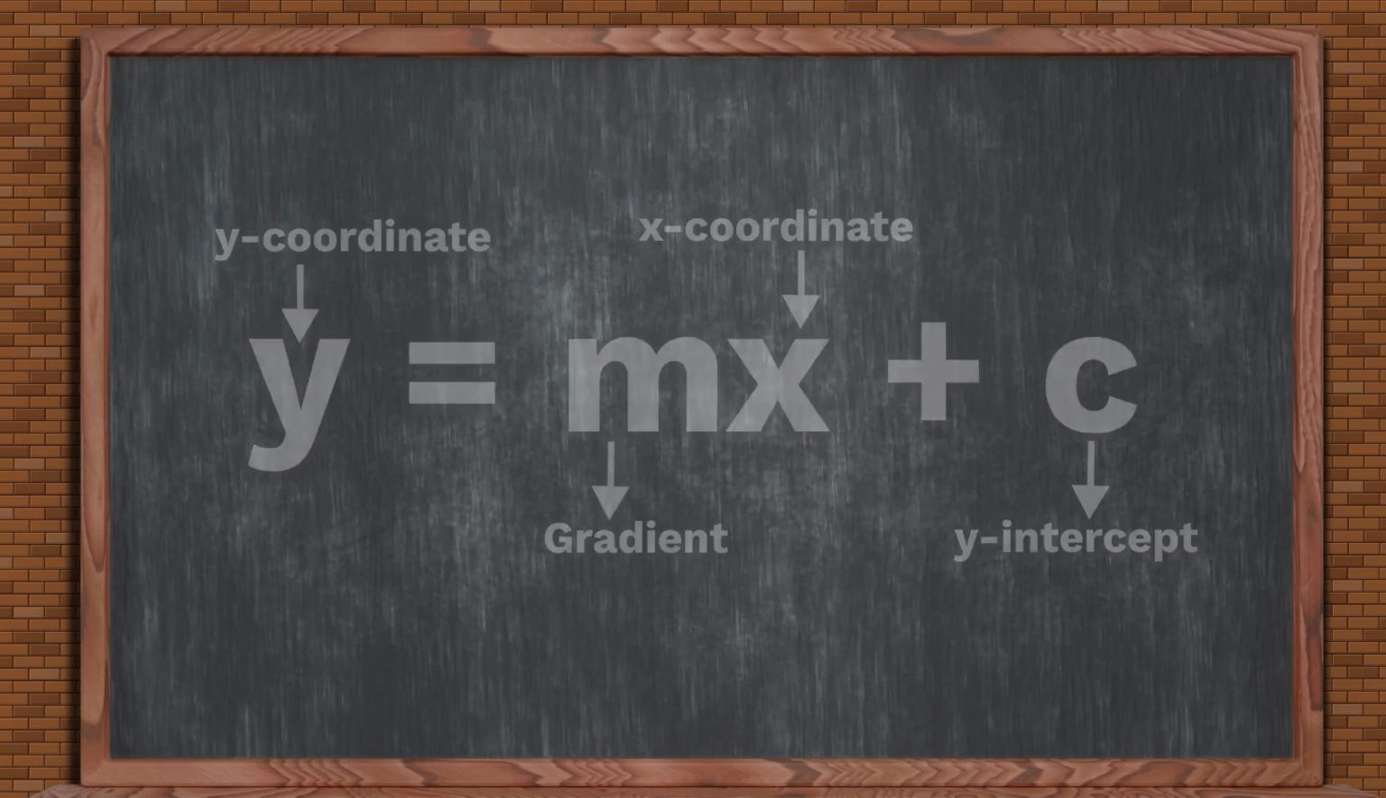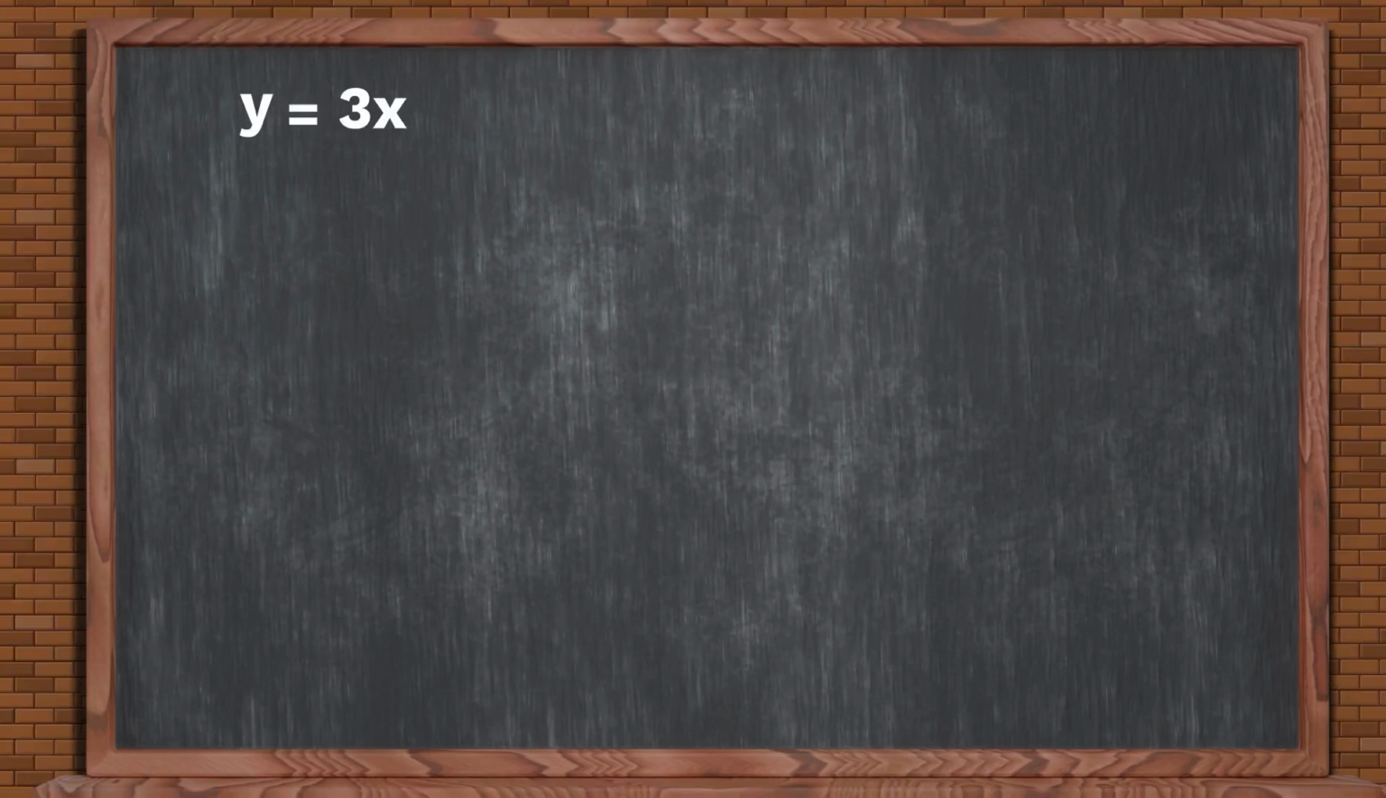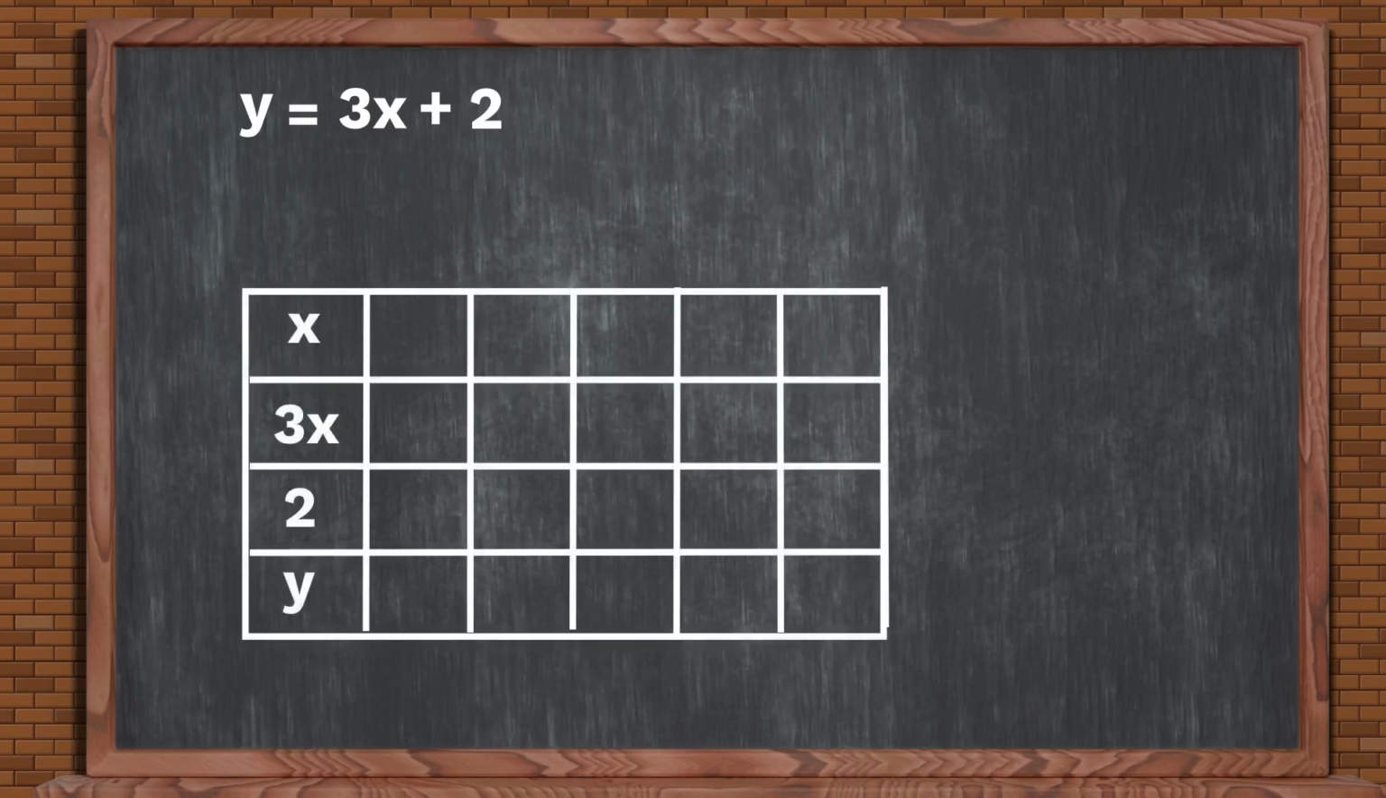Now, let's consider an example of the linear function y = 3x + 2. To draw a graph of this line, we need to look for the points the line will pass through on the Cartesian plane. And to do this, we need to look for the values of y as the values of x change. It is best to do this using a table where the rows are for each term of the function, starting with x, then the first term, the intercept, and finally y.